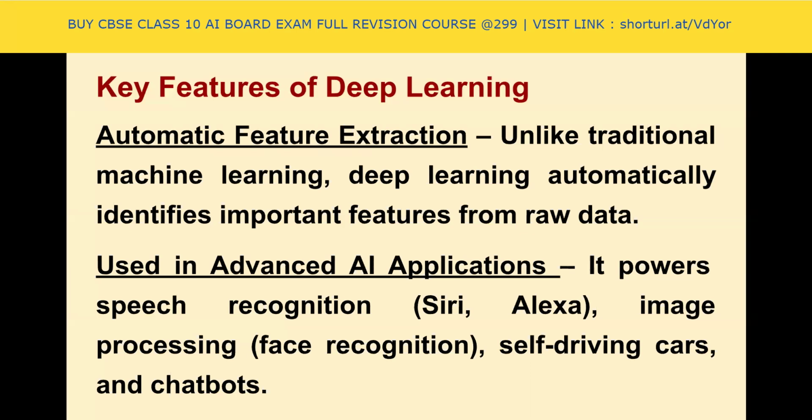Okay, so day by day we are moving more towards deep learning, right? Why? Because we want machines to take decisions on their own, instead of human beings always guiding the machines, with the machines learning on their own. So this is basically the key feature: automatic feature extraction from the raw data. The advanced applications in chatbots, self-driving cars, and image processing software are under deep learning.